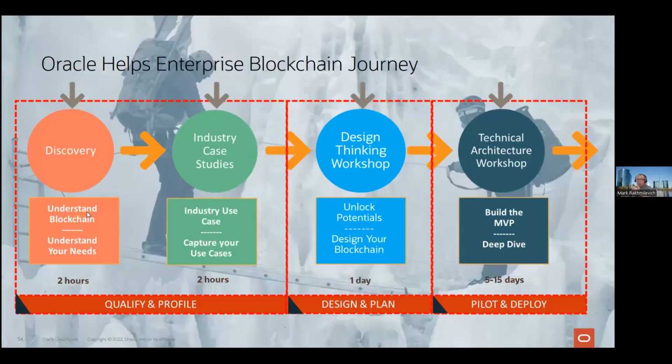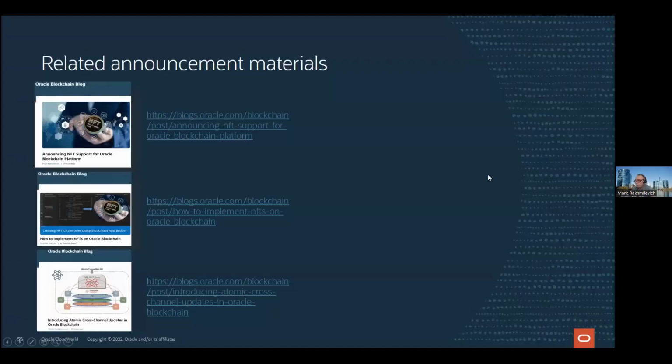And we can work with you through a variety of ways. We can start with basic discovery to help you understand the blockchain and the needs you might have where blockchain could be a fit, understand the use cases from your industry, what might be relevant to you, do design thinking workshops where we can help design your blockchain environment and address some of the design questions, and then ultimately help you implement it. We can partner with you through our cloud engineering teams to be able to do a deep dive implementation on an MVP or minimally viable product prototype in our technical architecture workshops as well.